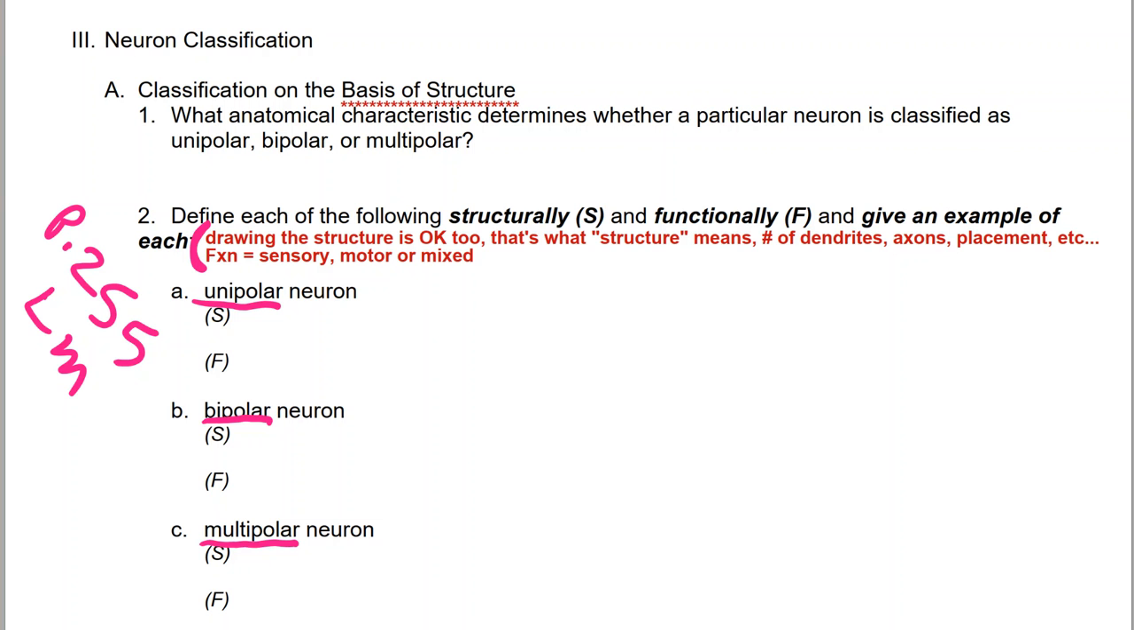And then remember, when you think about function, function is only going to be one of these three answers. It's going to be a sensory nerve, a motor nerve, or a mixed nerve. I want you to make sure you're comfortable and understand the difference between those three.